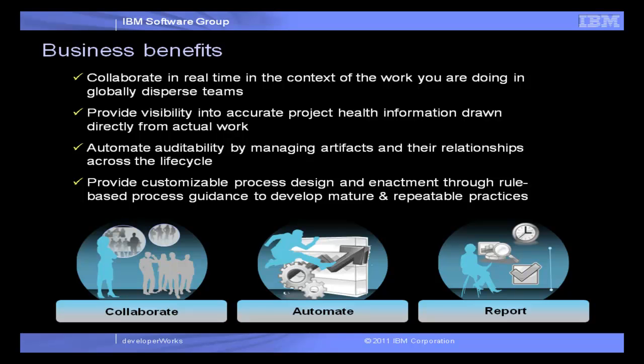To summarise, we've shown in this short taster video some of the core capabilities of Rational Team Concert for collaboration, automation and reporting. In particular, the ability to collaborate in real time in the context of work you are doing, including drawing resources from multiple sites if needed. In addition, we've shown the ability of RTC to provide visibility into accurate project health information drawn directly from actual work, and to automate the auditability of your processes by managing artifacts and their relationships across the lifecycle.